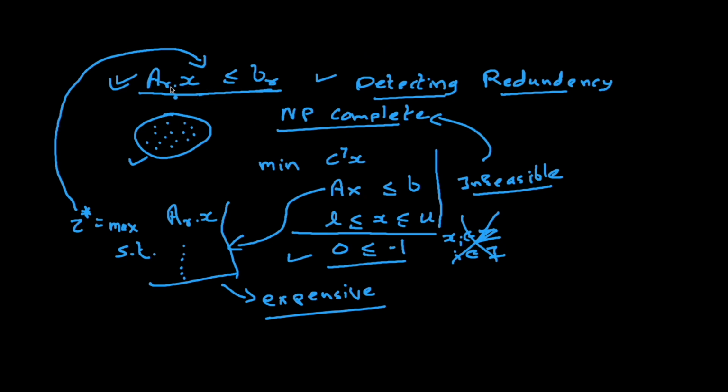We don't really have any assumptions about the coefficients or the right hand side, or even the types of variables, and that's why we have to solve an LP. But if we assume some kind of structure on these constraints, then there are other procedures we can use to detect redundancy. So let's see some of them.